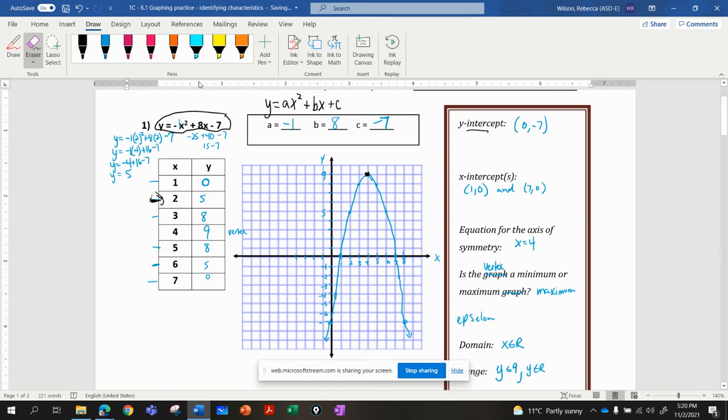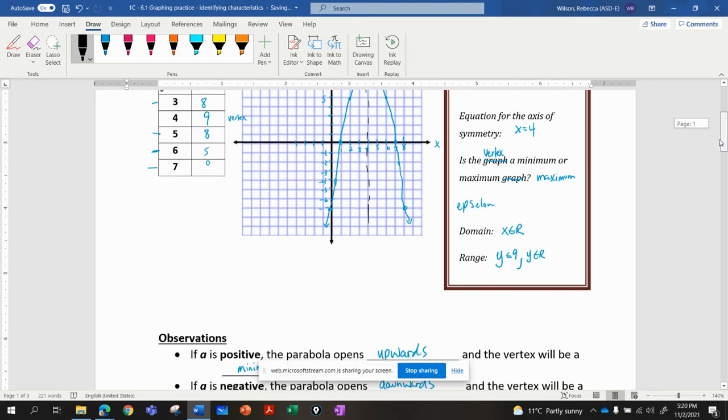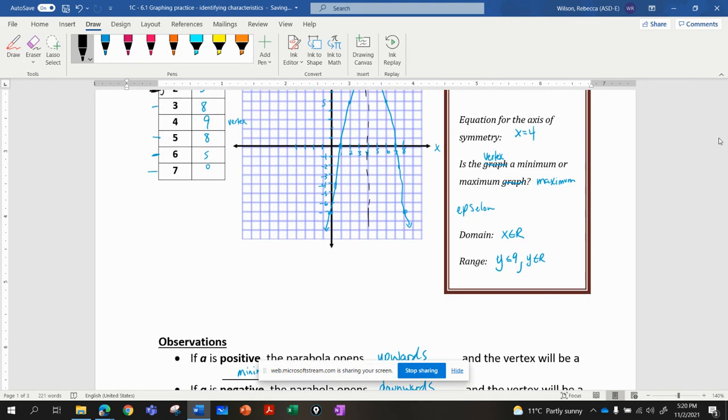So again, our vertex is at 4 comma 9, the vertex here. Your x value in the vertex is the x value for the axis of symmetry, right? If I drew a vertical line going through this, it would cross the x-axis at 4, so it's x equals 4. And then the y value is the value they're looking for when they ask for the min or max. So the vertex itself is the minimum or the maximum. The y value is if they say what's the value of the minimum or maximum.